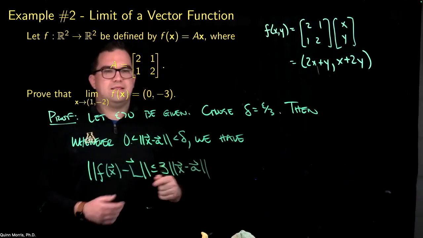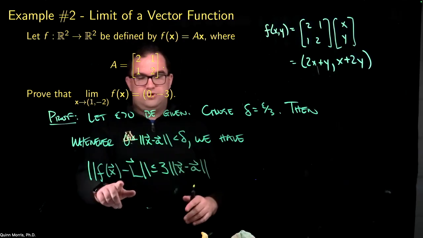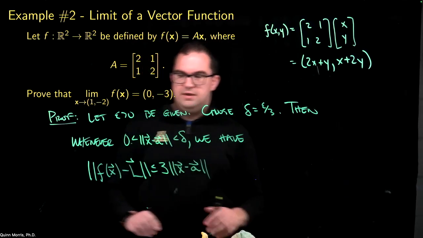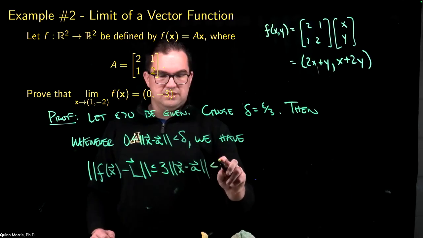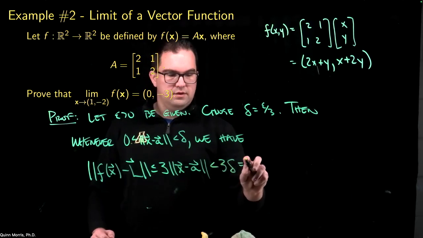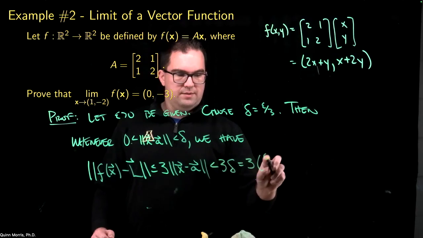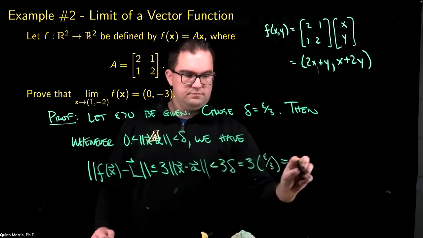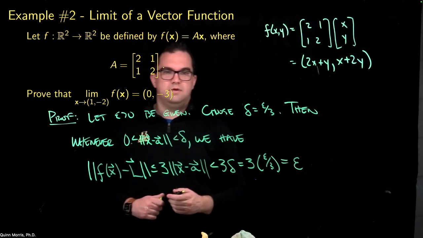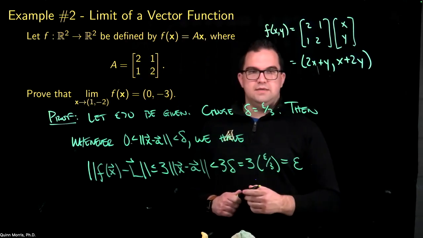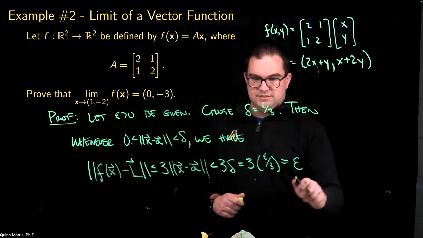Okay. Now again, if you were writing this as a standalone proof, you'd want to do the work to show this. And then you say, okay, now since this is less than or equal to this, and this is less than 3 times delta, and delta is equal to epsilon over 3. And so now I have that the norm of f(x) minus L is less than epsilon as desired.